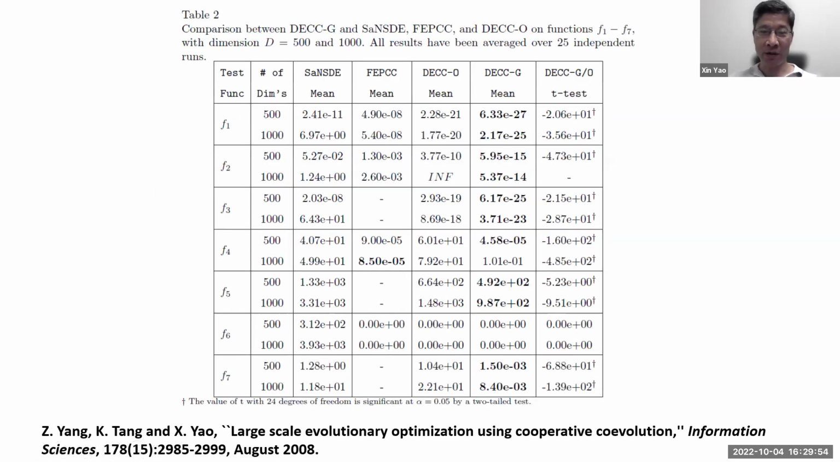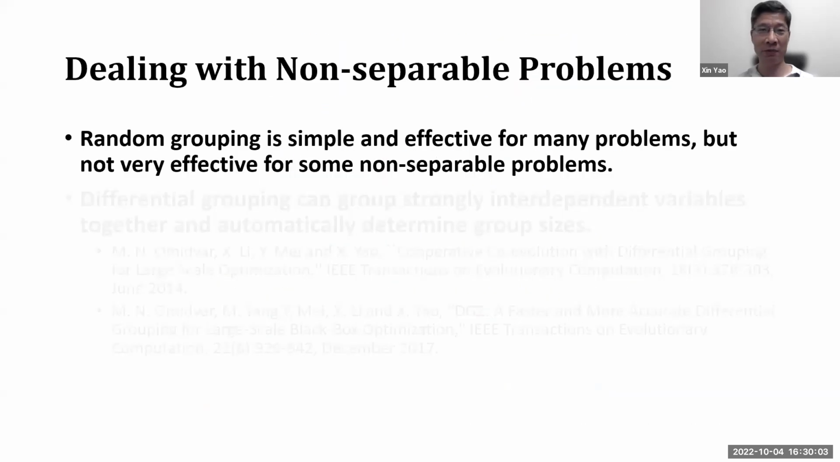I'll skip the result. The two slides really demonstrate that if you run the experiments, you can do the comparison, and then the comparison actually shows the idea works. So this idea, you can imagine, it worked well for all the separable problems. It worked well for some non-separable problems, but for some other non-separable problems, it did not work very well because it's random grouping.